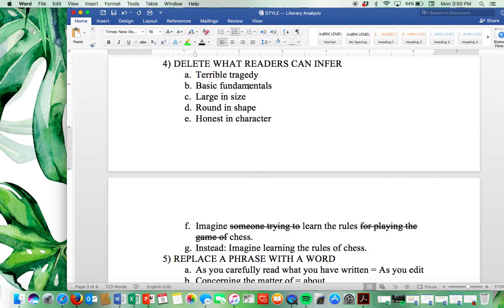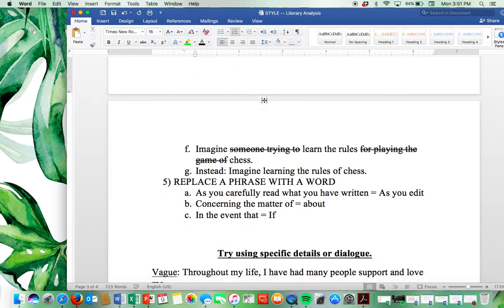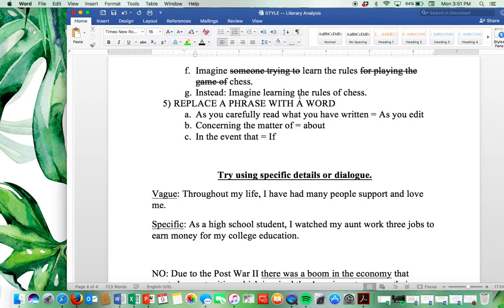Delete what readers can infer. Terrible tragedy, basic fundamentals, large in size, round in shape, honest in character. Again, these things are pretty obvious. If it was a tragedy, we can pretty much guess it was terrible, so we don't need to say it twice. Here's an example of taking things out that we don't need. Imagine someone trying to learn the rules for playing the game of chess. This is much more wordy than it needs to be. Instead, we could just say, imagine learning the rules of chess. How much easier is that?